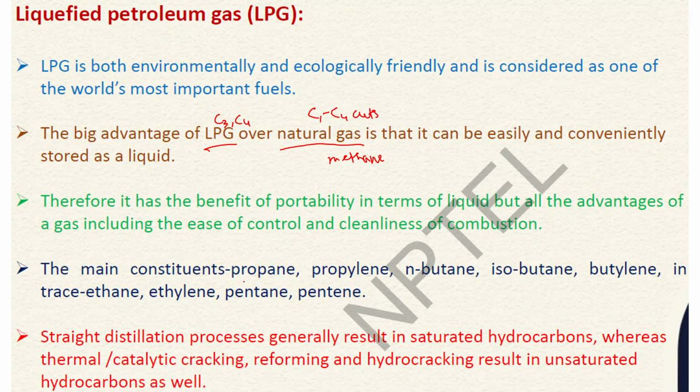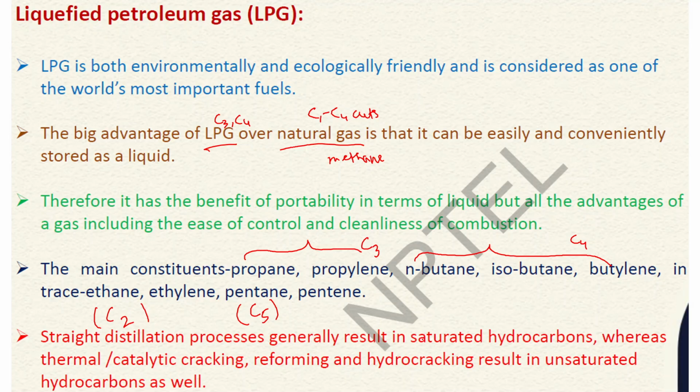The main constituents of LPG, as I told, are C3 and C4 cuts. So propane and propylene are from the C3 cut, and n-butane, isobutane, and butylene are from the C4 cut. And in some cases, it may also contain some of the C2 cuts, which are the lighter cuts, and some of the heavier cuts, that is C5 cut, pentane and pentene.